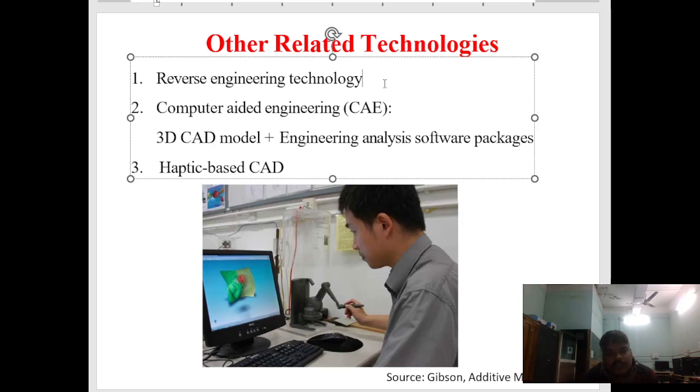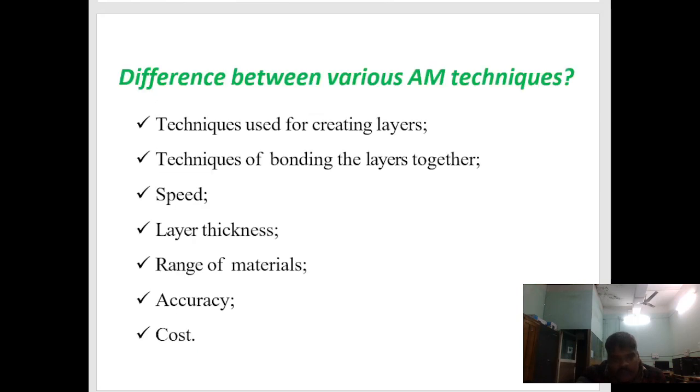Computer aided engineering, engineering by using computer. This is computer aided engineering. So 3D CAD model plus engineering analysis software package, haptic based CAD. So these are the other technologies which are also taken from the Gibson, Additive Manufacturing.